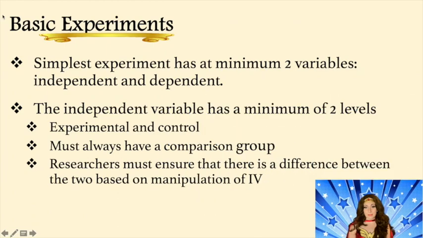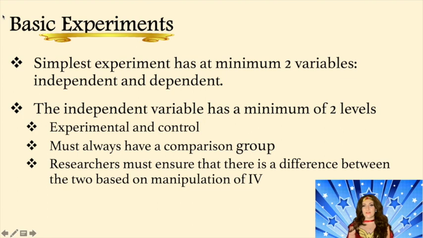The simplest experiment has at minimum 2 variables. The first would be the independent variable or the cause, and the second would be the dependent variable or the effect. The independent variable has to have a minimum of 2 levels. Why? Because any experimental design that you have has to have some type of a comparison. So you can't conduct an experiment with only one group. You always have to have another group to compare that group.